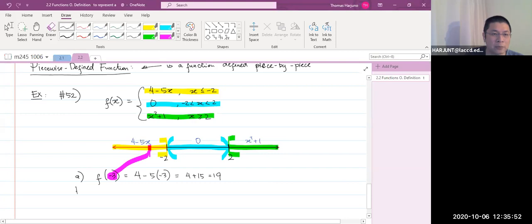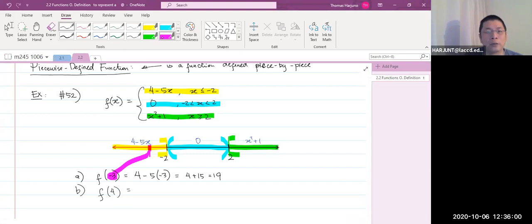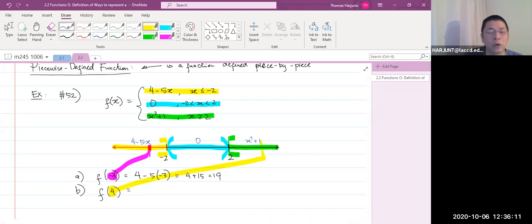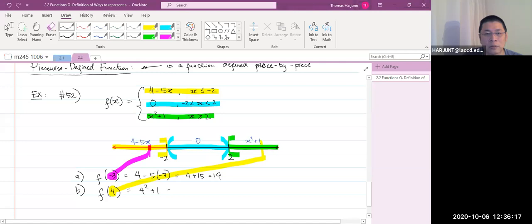Part B. How about f of 4? Where is this 4 located? 4 is located here. So I will use that rule for that region, for that segment: 4 squared plus 1. 16 plus 1, that's 17.